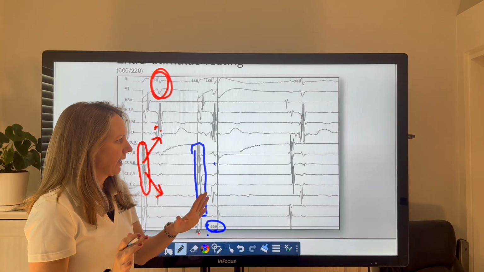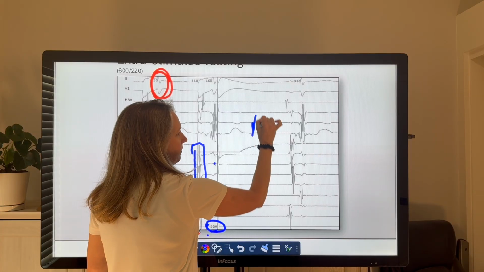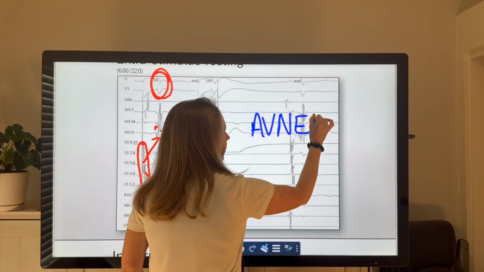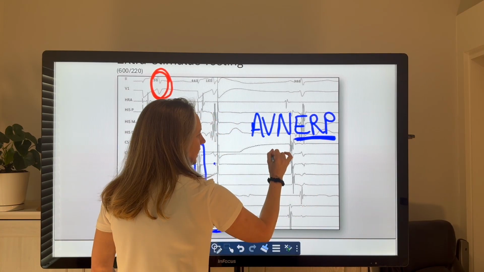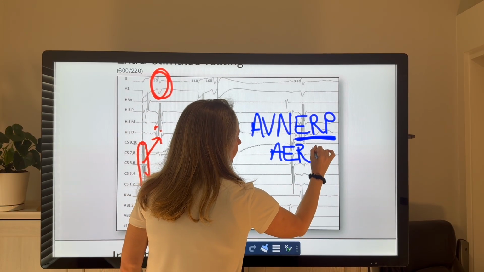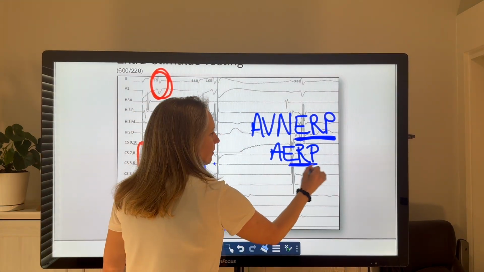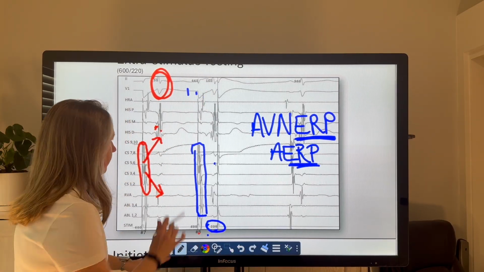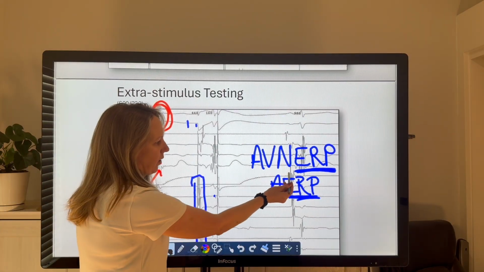So what do we want to call that? We have 2 choices with atrial pacing. When we are doing extrastimulus testing, we're going to use the label ERP. And when we're doing atrial pacing, we have 2 options. So it's going to be ERP either way because of that extrastimulus testing, right? But is it AV node or atrial?